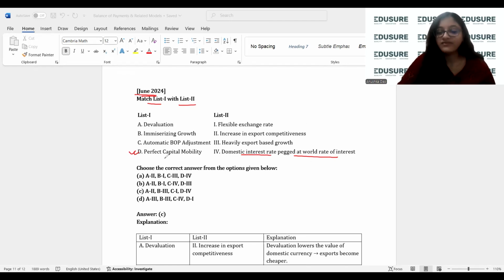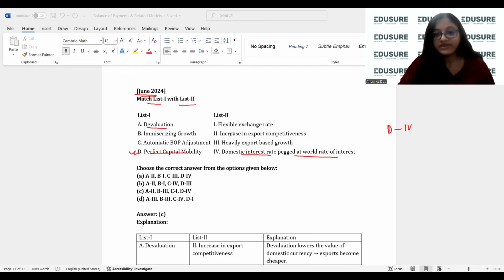As I've told you, when you have perfect capital mobility, it means that capital can move from any nation to other nations. So across the globe, capital can move. Why is this so? Because the price that we charge for the capital is absolutely the same. The domestic interest rate, and the interest rate is basically the price of using that capital. So the domestic and the world interest rate is absolutely the same. That is why it is a perfect capital mobility. So D will be option number 4.